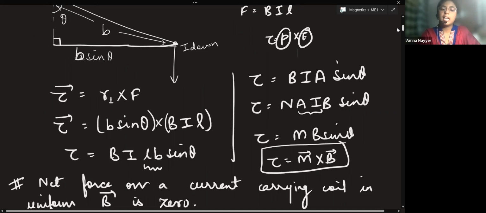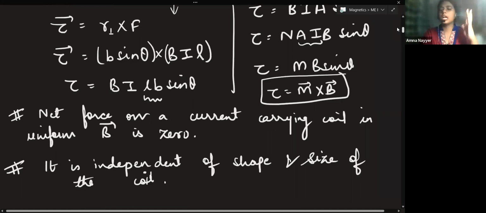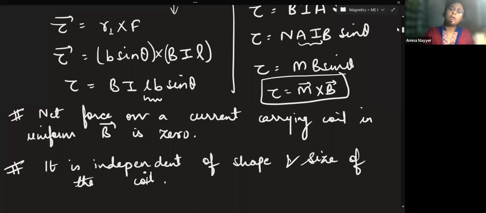Fine. And these are the 2 points. Net force on a current carrying coil in uniform magnetic field is 0, and it is independent of shape and size of the coil, because area is there, you are not concerned with what is the shape of the coil. Torque will not change, even if it's a square or a circular loop. Torque will be independent of it. This is just a theoretical point. Net force is zero, net torque is not zero. Translational equilibrium is there, but rotational equilibrium does not exist over here because torque is there.